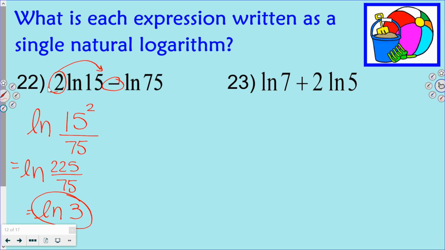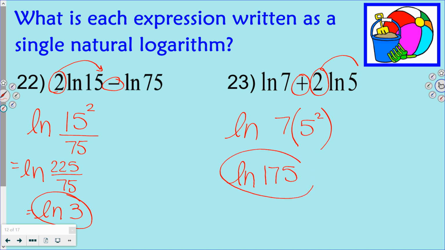All right, how about 23? You write natural log 1 time, and I have 7. What's the plus mean? Multiply. Number in front means exponent, so that's 5 squared. 5 squared we know is 25, and 25 times 7, 175. So all those properties from yesterday, they come right back again today.